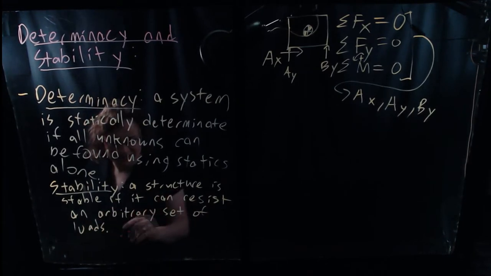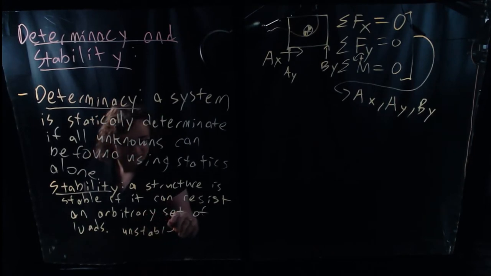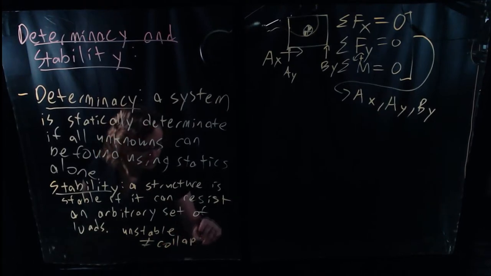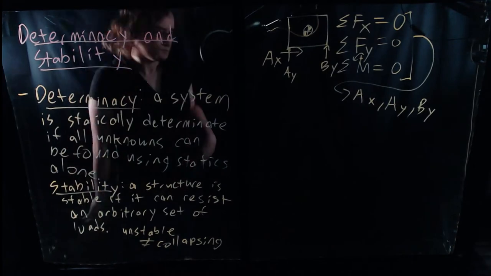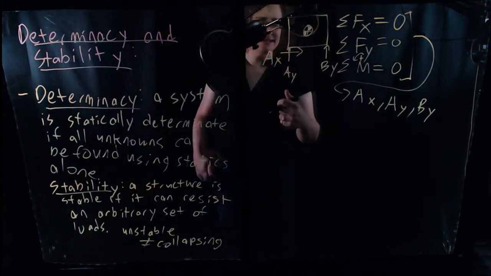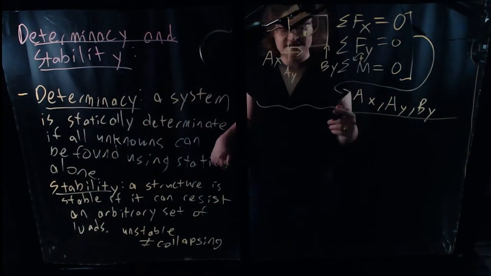Unstable is unequal to collapsing. Just because a structure is unstable doesn't mean it's collapsing. So let's look at a couple examples of unstable structures.